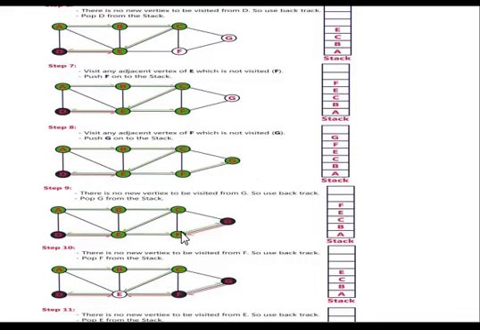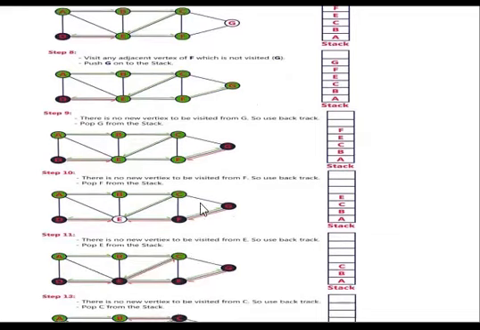Then we come back to the F node. From F, backtracking happens. If there are no vertices to be visited from F, we backtrack F step by step from the stack and pop it.